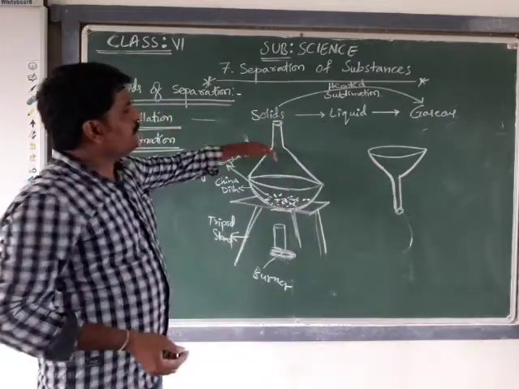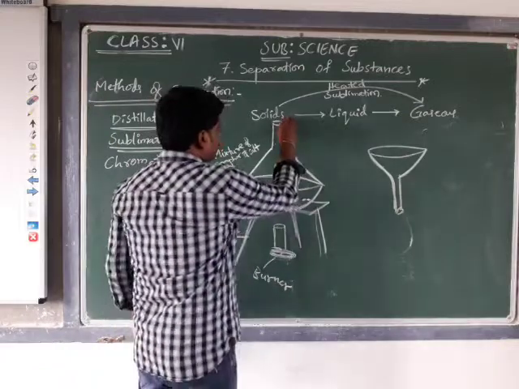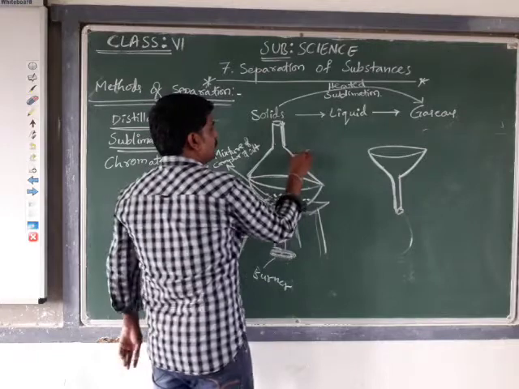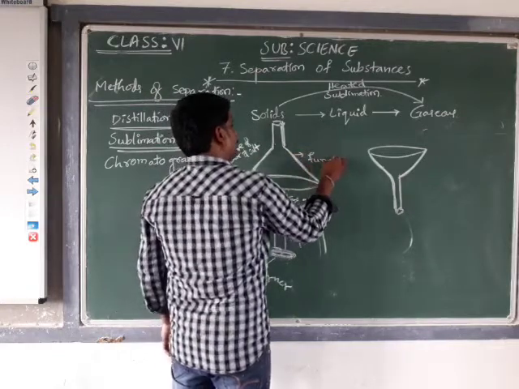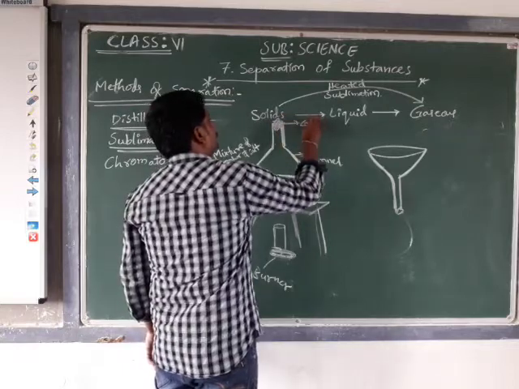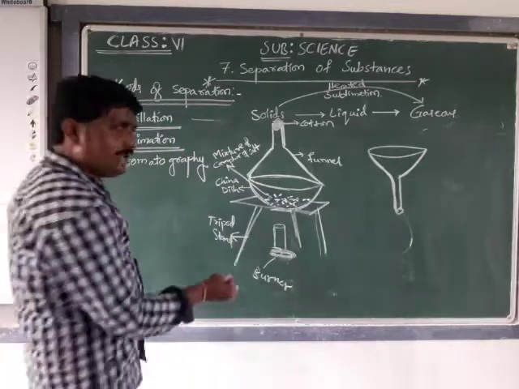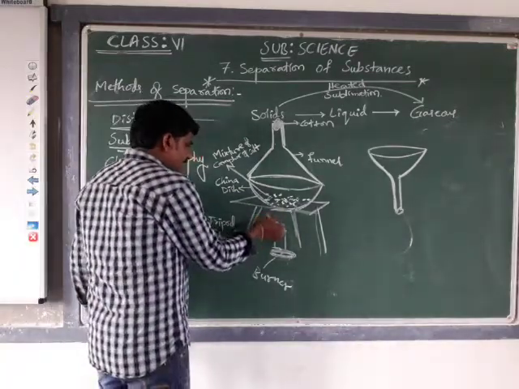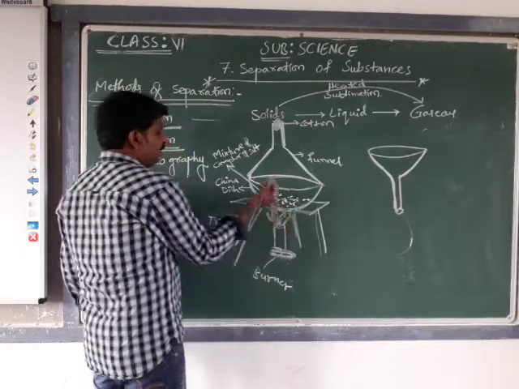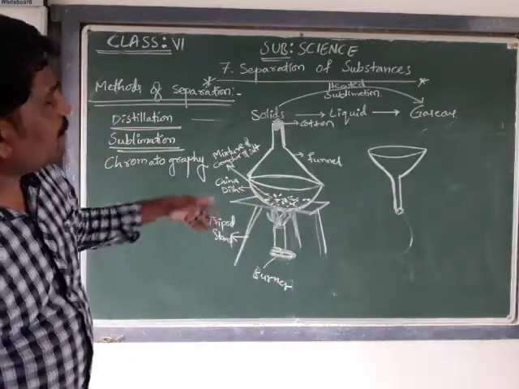After inverting the funnel upside down, with its mouth covering the china dish, we have to cover the mouth of the funnel with cotton. And when we light up the burner, we slowly start heating this china dish. That is the procedure.